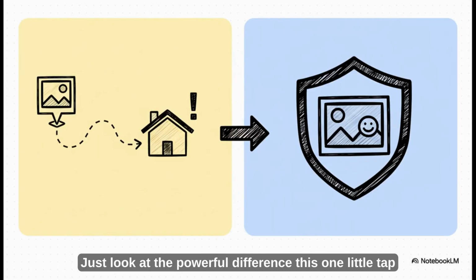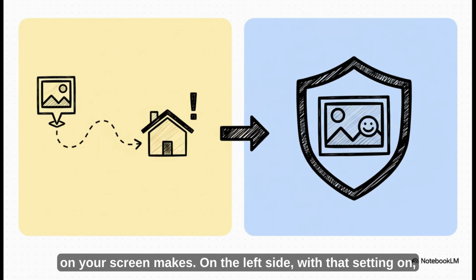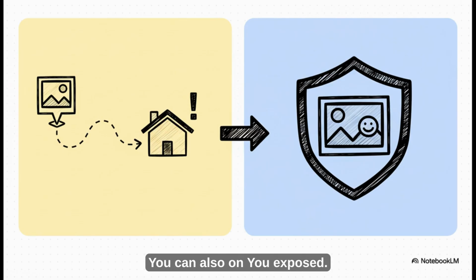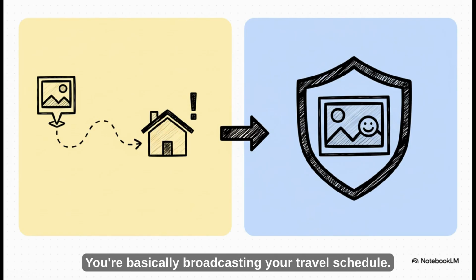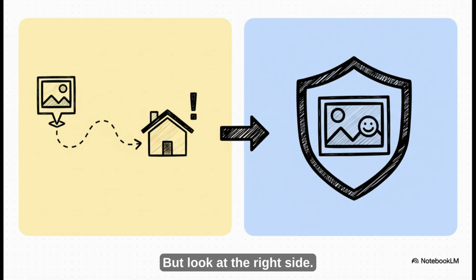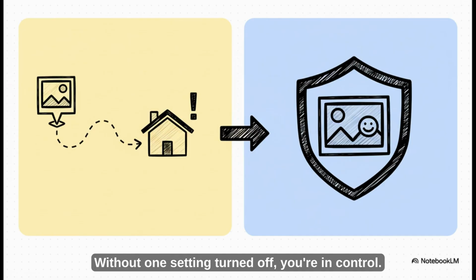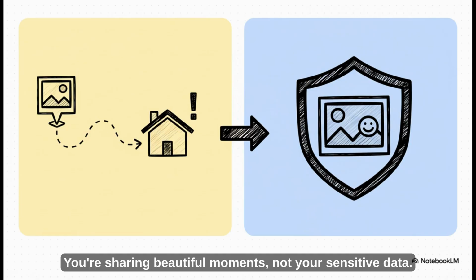Just look at the powerful difference this one little tap on your screen makes. On the left side, with that setting on, every photo is a potential breadcrumb trail right back to you. Your home location could be exposed. You're basically broadcasting your travel schedule. But look at the right side. With that one setting turned off, you're in control. Your photos become just photos again, pure and simple memories. Your home stays private. You're sharing beautiful moments, not your sensitive data. It is a complete transformation from vulnerable to protected.